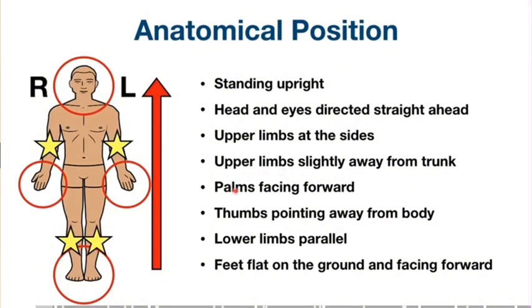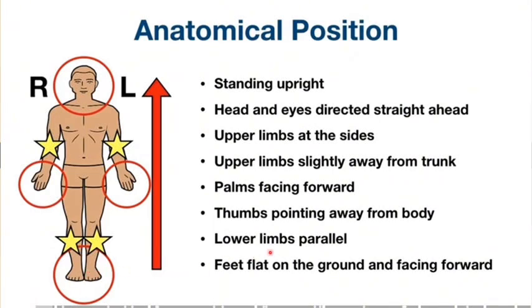Then the palms are facing forwards. This is a palm facing forwards, not facing backwards. And the thumbs are pointing away from the body. This is the thumb, pointing away from this whole body. The lower limbs are parallel, one here, the other here. Then the feet are flat on the ground and facing forward. You can see the feet are flat on the ground.